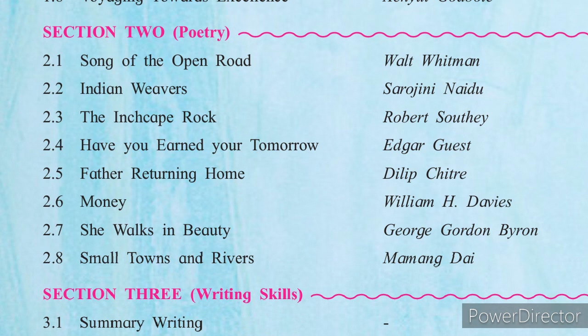The sixth one is Money by William H. Davies. The seventh one is She Walks in Beauty by George Gordon Byron. And the eighth one is Small Towns and Rivers by Mamang Dai.